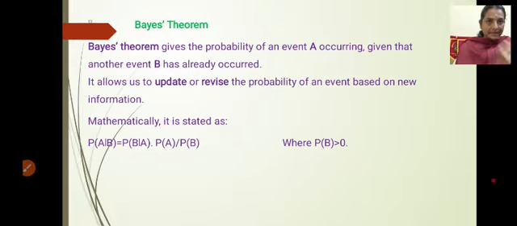Bayes theorem. Bayes theorem gives the probability of an event A occurring given that another event B has already occurred. It allows us to update or revise the probability of an event based on new information. Mathematically, it is stated as probability of A given B equals probability of B given A into probability of A, whole divided by probability of B.